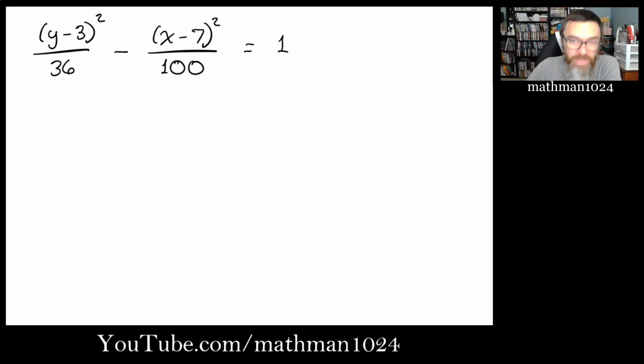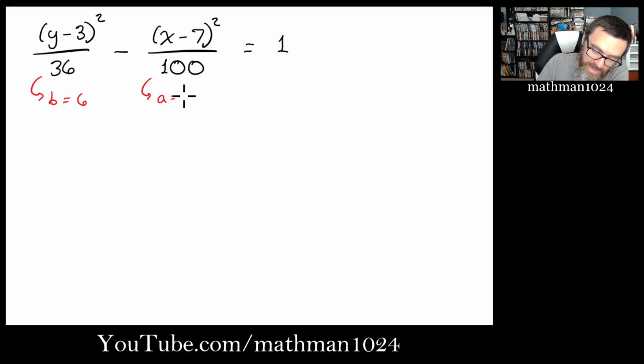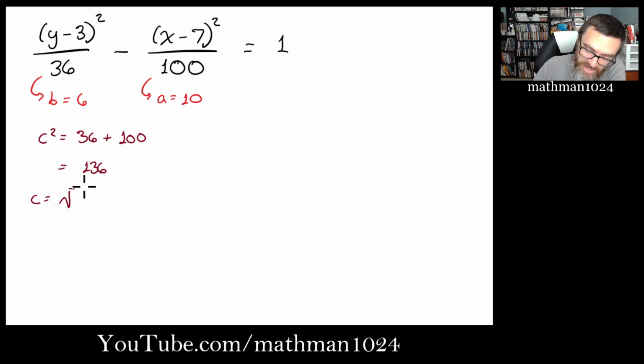From here, like we've done for all the other problems, identify your A, B, and C. Get that rolling, knock out a bunch of stuff easily. So because this is underneath my y, this is my b. So b is the square root of 36. A is the square root of 100. And c squared is going to be the sum of these guys. So 136, which means c is the square root of 136.